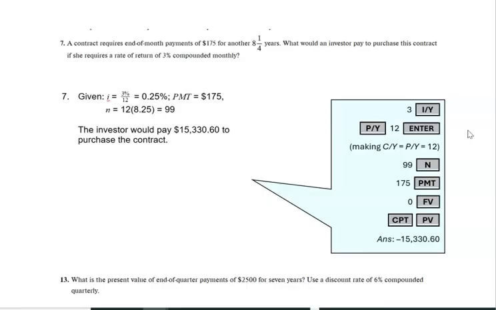Then you have 99N, 175 PMT. Future value is going to be 0. So therefore, compute present value. The answer is $15,330.60.